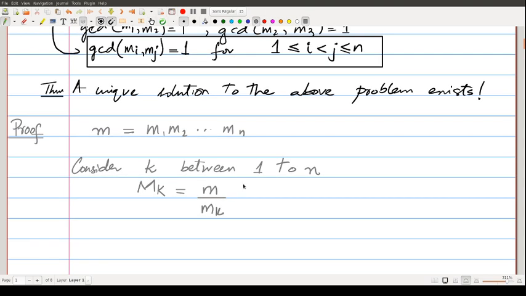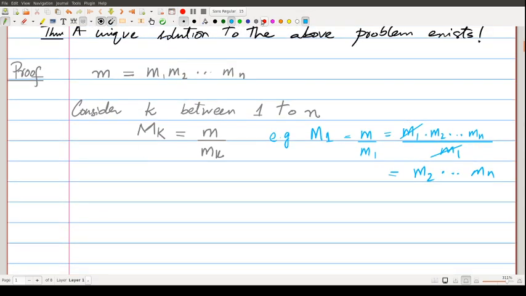So, as an example, capital M1 will be m divided by m1. Since m is m1 times m2 times dot dot dot mn, divided by m1, m1 cancels out and capital M1 will have m2 dot dot dot mn. Similarly, capital Mk would have m1, m2, dot dot dot mk minus 1, it won't have mk, it will have mk plus 1, and then dot dot dot mn.